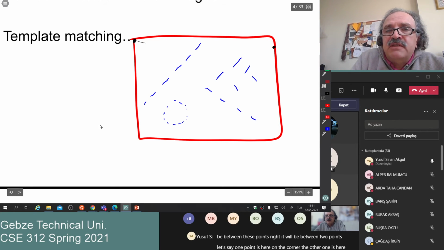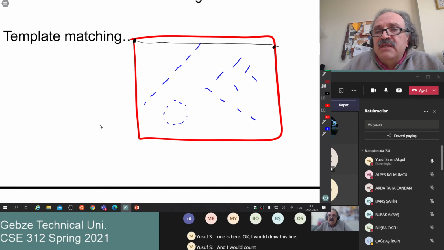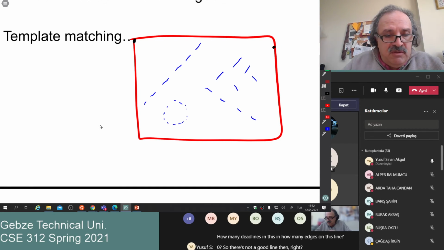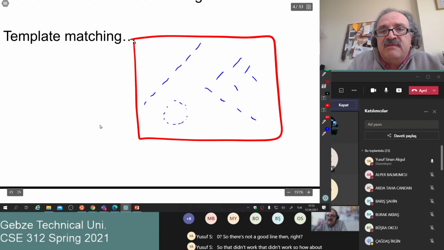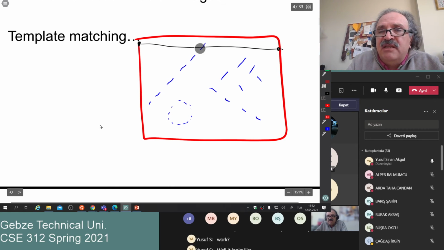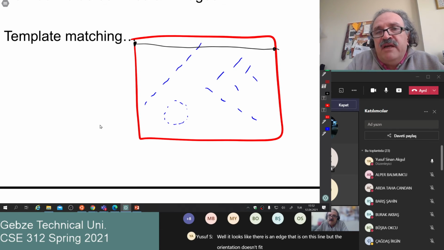I would draw this line and I would count the edges that correspond to this line. How many edges on this line? 0. So that's not a good line then, right? So that didn't work. So how about the next one? A line from this point to this point. Would this work? Well, it looks like there is an edge that is on this line, but the orientation doesn't fit. So I couldn't find it.